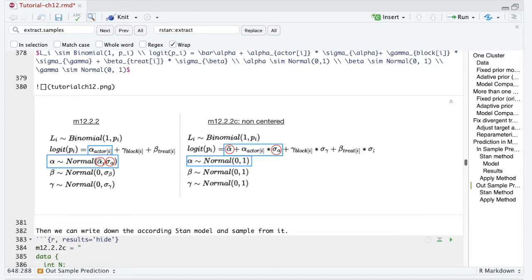It will be easier to think of the chimpanzee effect, or alpha effect, from the centered version of the model. Originally, the chimpanzee effect alpha actor is just drawn from a normal distribution of alpha bar and sigma alpha. In the non-centered version of the model, we just factor out alpha bar and sigma alpha. But the two models here are still mathematically identical. So the alpha bar here is the alpha bar here. The sigma alpha here is the sigma alpha here.